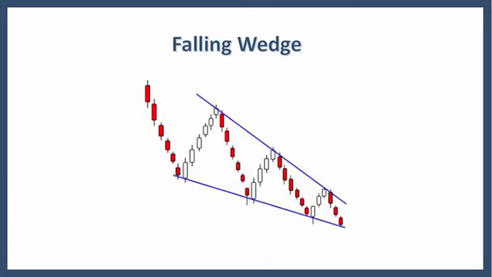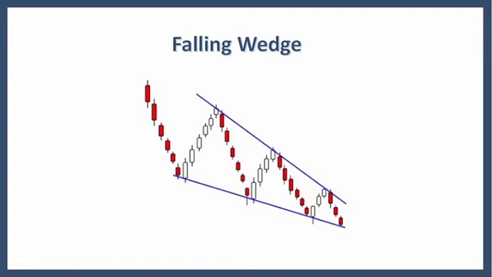The symmetrical triangle has no definitive slope and no bias. But the falling wedges definitely slope down and have a bullish bias. However, this bullish bias cannot be realized until a resistance breakout.